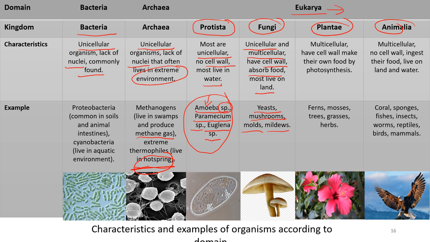And then for the kingdom Plantae, they are multicellular, they have a cell wall, and they make their own food by photosynthesis. They are autotrophs, they are producers. Examples are ferns, mosses, trees, grasses, and also herbs. And the last kingdom is Animalia. They are multicellular, they have no cell wall, obviously, they ingest their food, they are consumers, and they live on land and water. They are terrestrial or aquatic. For example, you have coral and sponges. These are included in the kingdom Animalia. You have fish, insects, worms, reptiles, birds, and mammals.